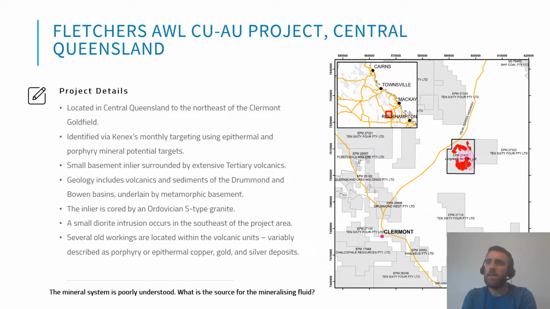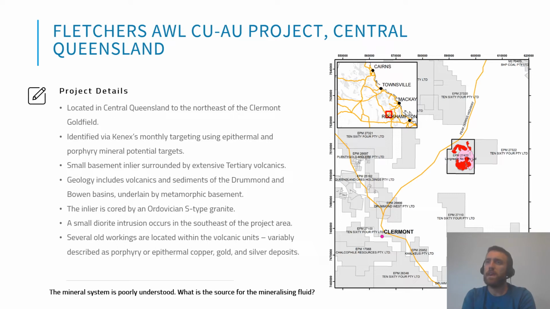The geology of the area is largely covered by thin tertiary volcanics, but in the area where Longreach are exploring, there's a small basement inlier. So there's a core of granite, which is surrounded by sediments and volcanics of the Bowen and Drummond basins. There's also a very small outcrop of diorite. And there are a whole host of small old workings scattered throughout the andesitic volcanic units around the core of granite. These are variably described as porphyry or epithermal copper, gold, or silver deposits.